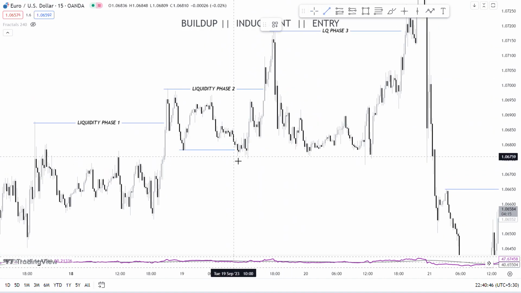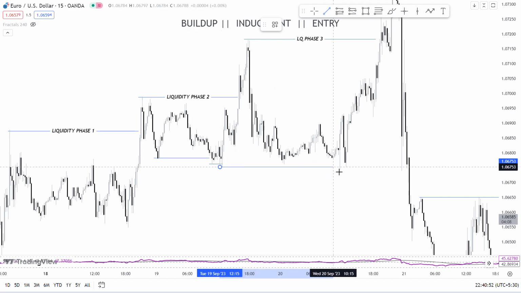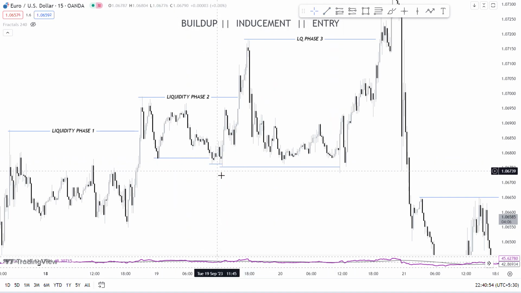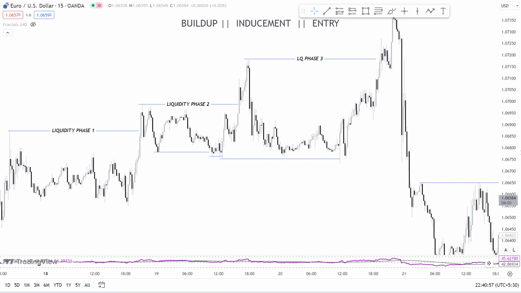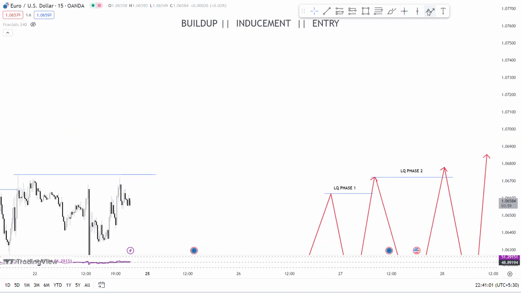Phase 1, phase 2, phase 3. See, simple, 3 phases. Phase 1 liquidity cycle, phase 2 liquidity cycle, phase 3 liquidity cycle. Always there will be 3 stop hunts happening.